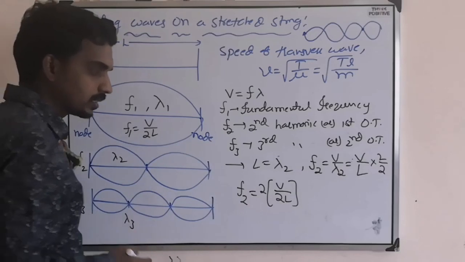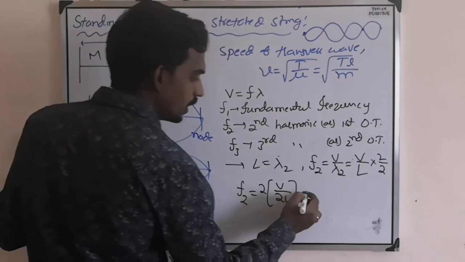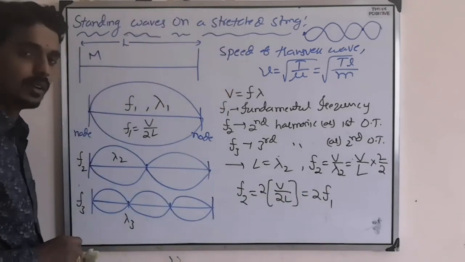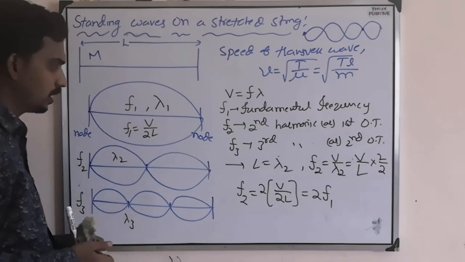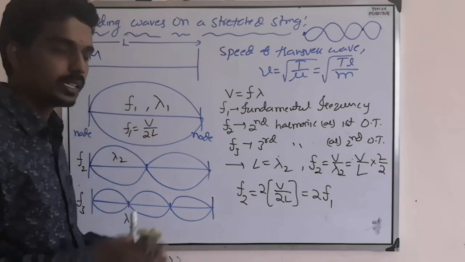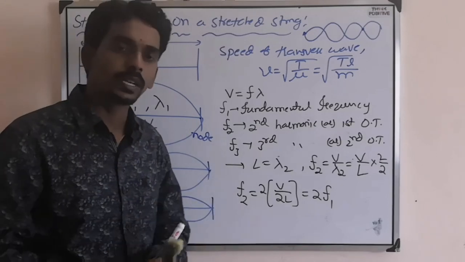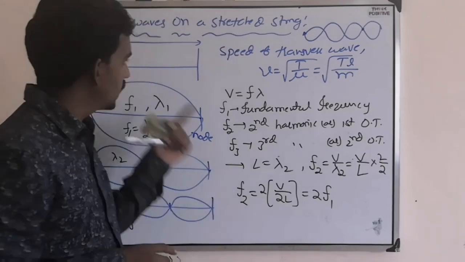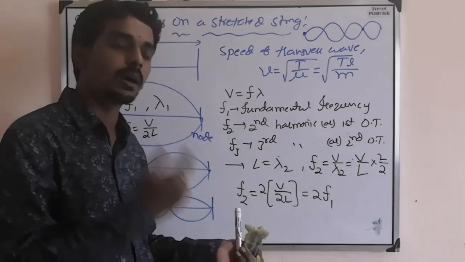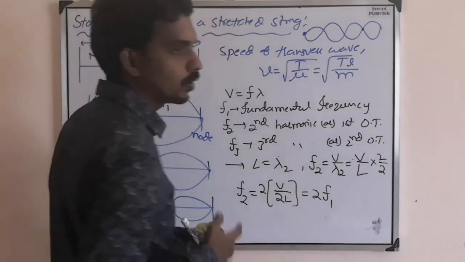Why am I writing like this? Because V by 2L is what? F1. So what will F2 become? 2F1, 2 times the fundamental frequency. So the first possible frequency is V by 2L, which we call the fundamental frequency. And the next possible frequency of the standing wave in this case is 2 times. Now the frequency became double, so 2 times, that's why we call it the second harmonic.